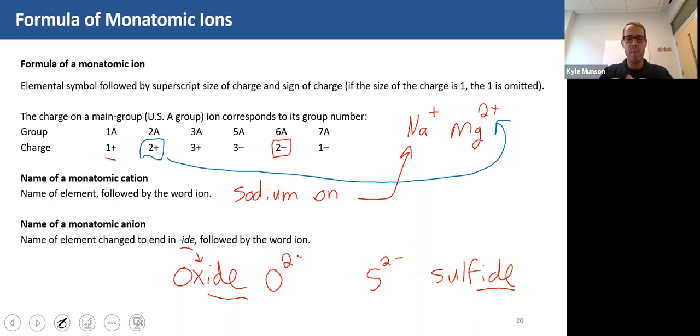So again, for cations, which are positive charge ions, you just write the name of the element followed by the word ion. For anions, you write it with an -ide ending. And their formulas are the element symbol with a superscript, which lists the size of the charge and the sign of the charge, either positive or negative. And if the charge is just a 1, the 1 is omitted.